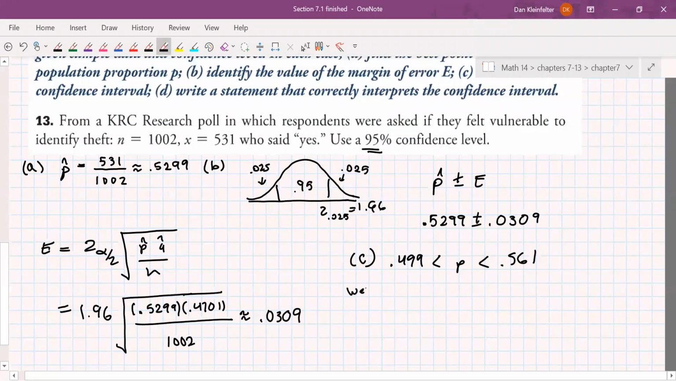So we could say we're 95% confident that the interval 0.499 to 0.561, there I've written it a third way, contains P.